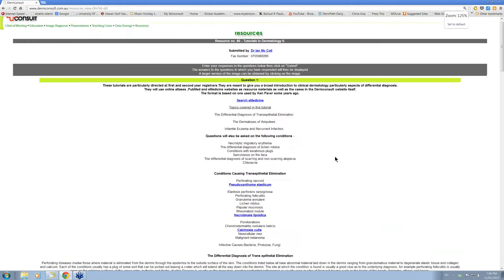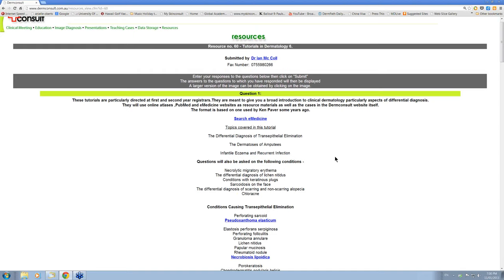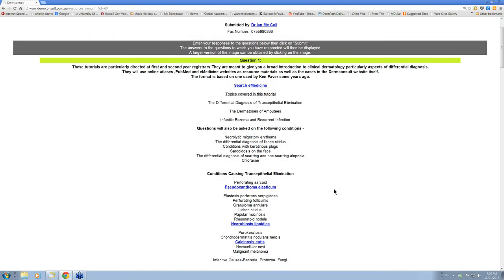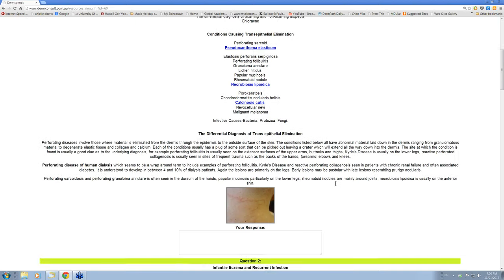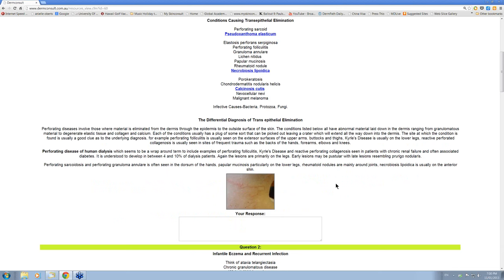Let me make this just a little bit bigger. Might be easier for us to look at this if I have it at that magnification. Let's look at the differential diagnosis of transepithelial or transepidermal elimination.